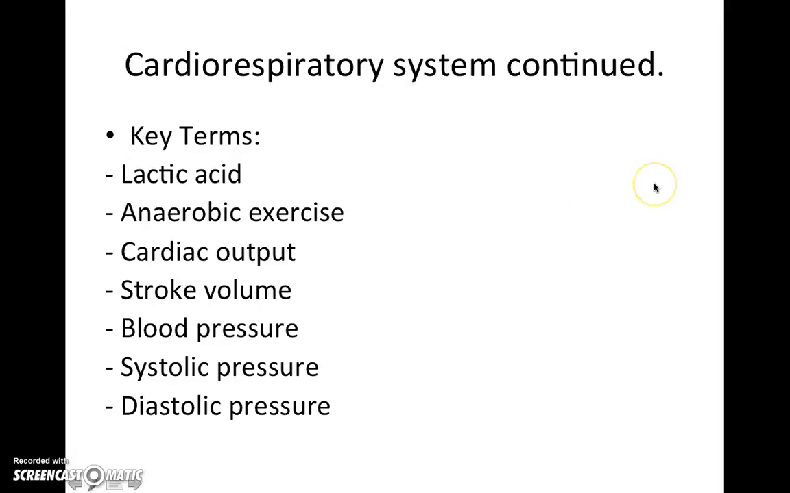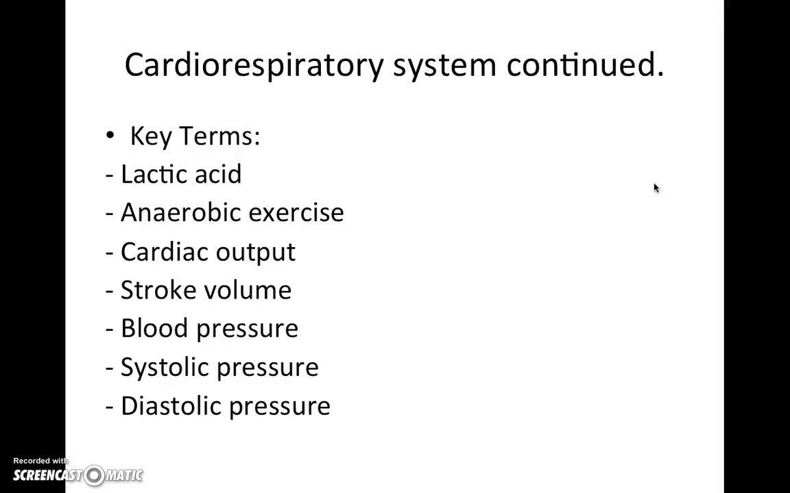So the key terms that we're going to be looking at today that we need to know for the assignment and also for the actual things that we're looking at today. We have lactic acid, anaerobic exercise, cardiac output, stroke volume, blood pressure. Within blood pressure, we also have systolic pressure and diastolic pressure.